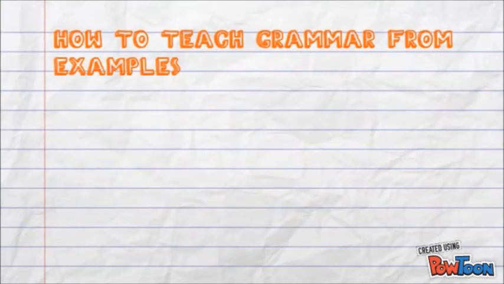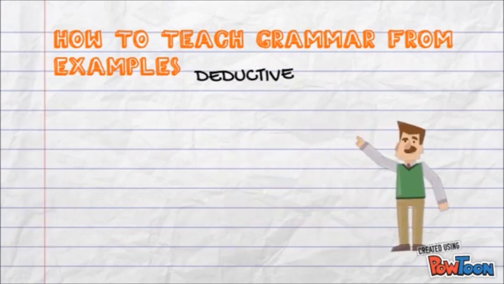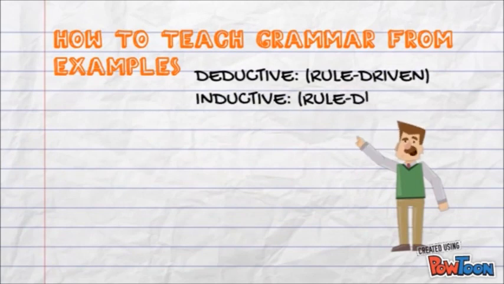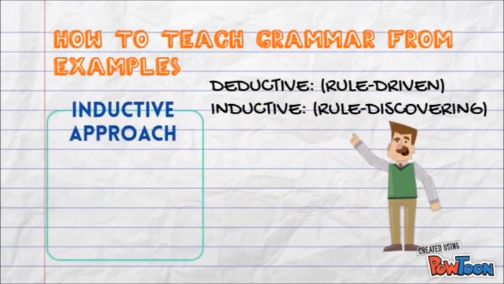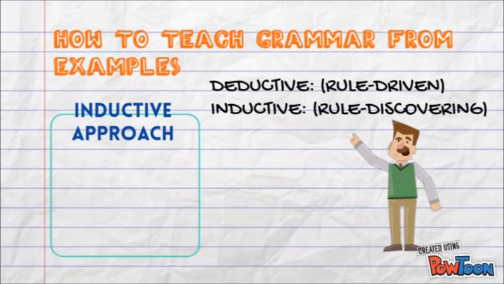After having talked about how to teach grammar from rules, we need to know how to teach grammar from examples. But first, we need to remember what deductive and inductive mean. Deductive is when the teacher explains the rule. He tells the rule to the students. It is explicit, but in inductive, the learners are the ones who discover the rule. It is implicit. So, what is the inductive approach?